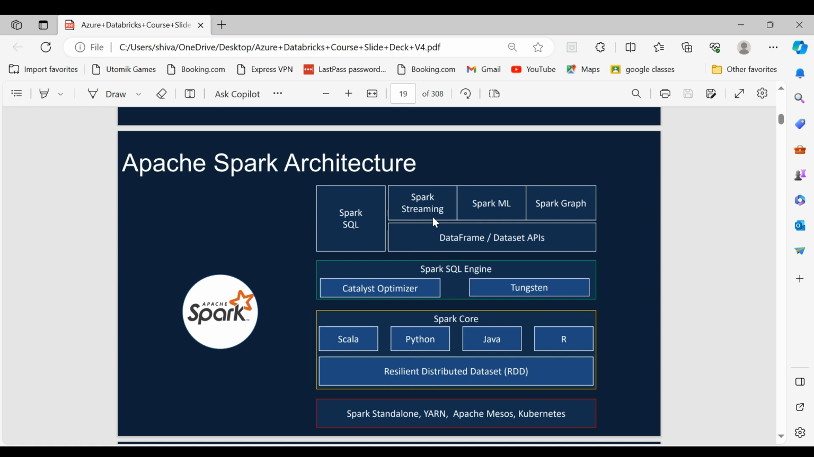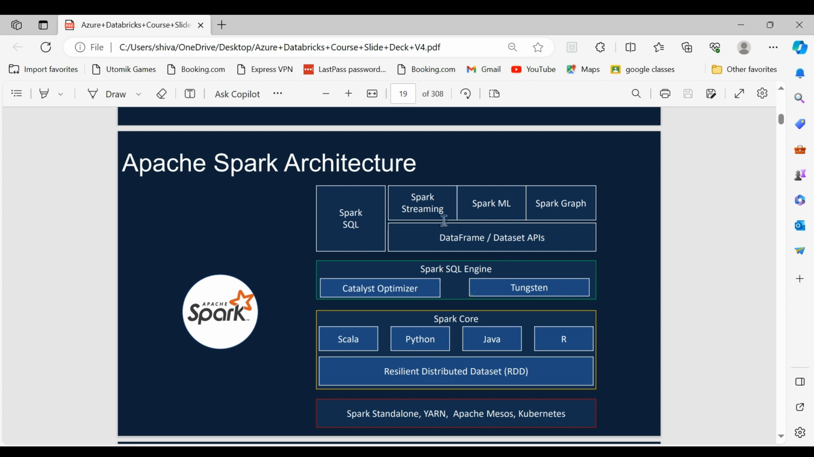The Dataset and DataFrame APIs can be invoked from any of the domain specific languages such as Scala, Python, Java, or R. On top of this, we have a set of libraries such as Spark Structured Streaming for streaming, ML libraries for machine learning, and GraphX for graph processing.